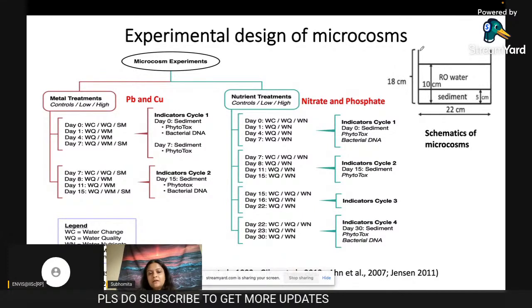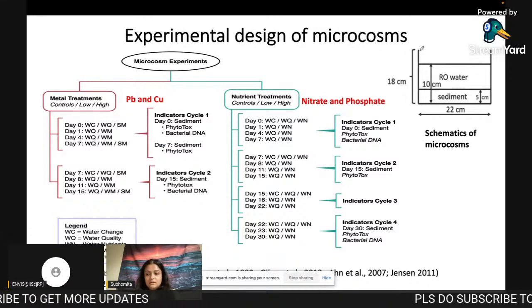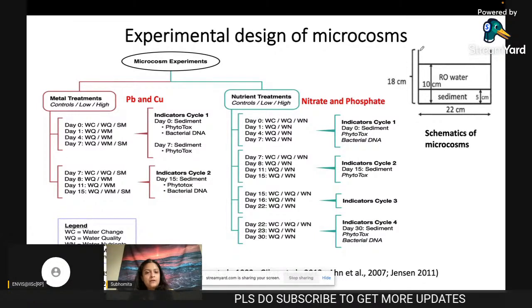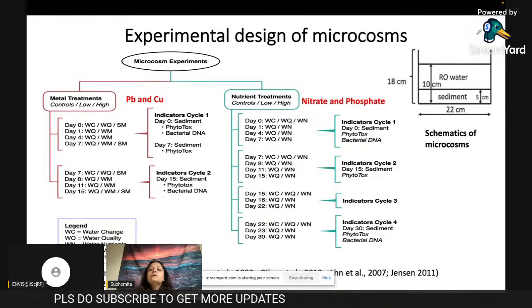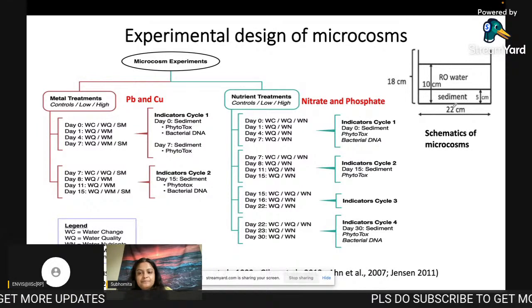For example, in the metal treatments, we would definitely add lead, because lead is our concern here, and then copper, because previous studies also showed us that copper could be another possible metal of concern. So we used copper in this case, and then nitrate and phosphate for the nutrient treatments.